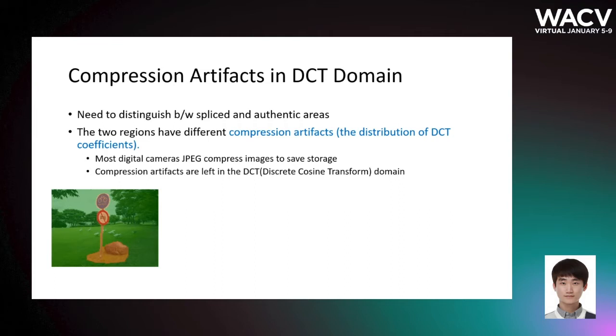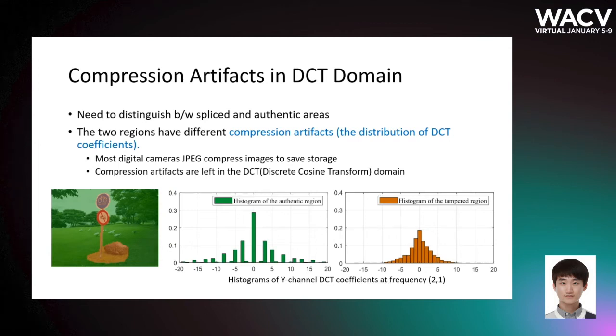Then how can we do this? We need to distinguish between spliced areas and authentic areas. To this end, we mainly focus on compression artifacts. Most digital cameras compress images in JPEG format to save storage. Since JPEG compression is done in the DCT domain, compression artifacts are left in the DCT domain. By the compression artifacts, we mean the distribution of DCT coefficients. If we plot DCT coefficient histograms of the two regions separately, we can see the difference. In the authentic region, shown in green, a periodic pattern appears, while the tampered region has no such pattern.